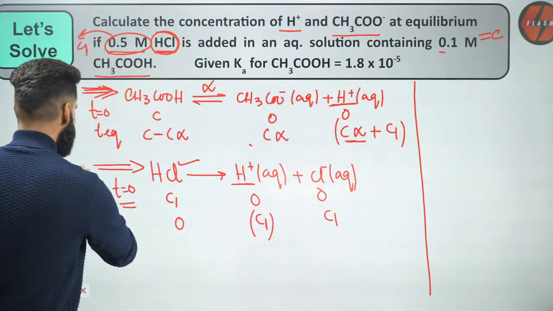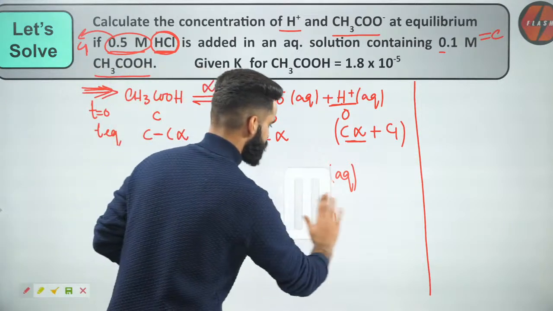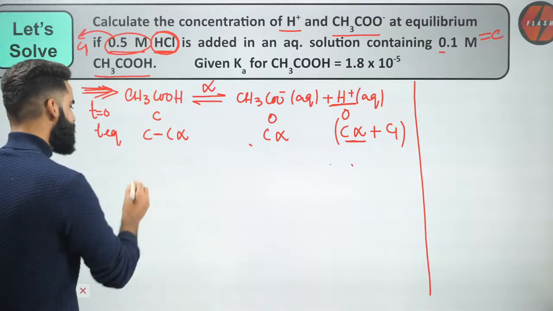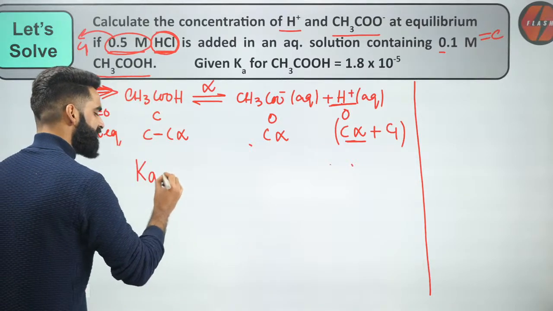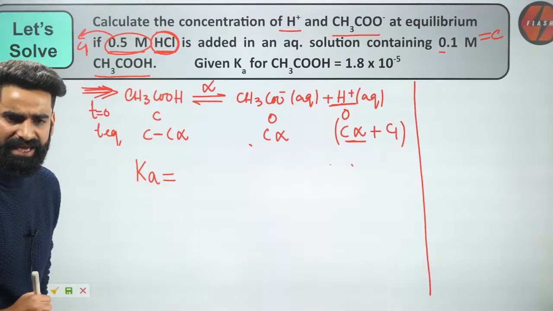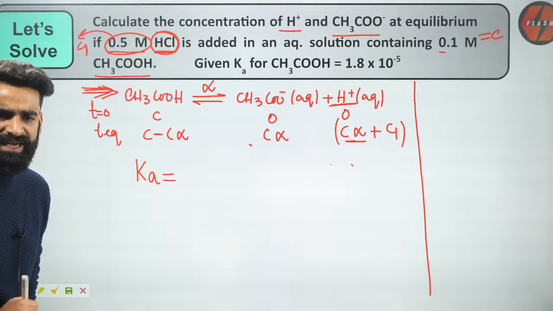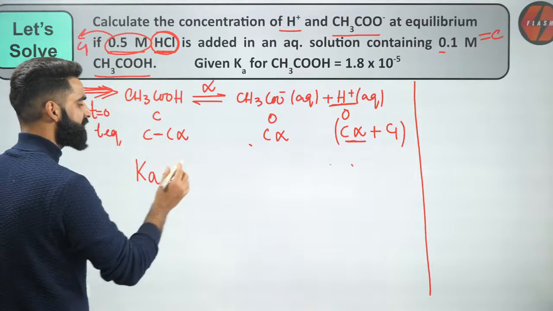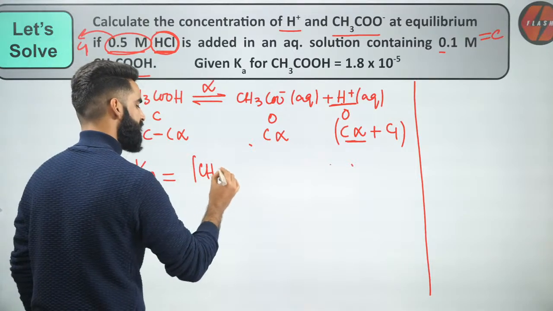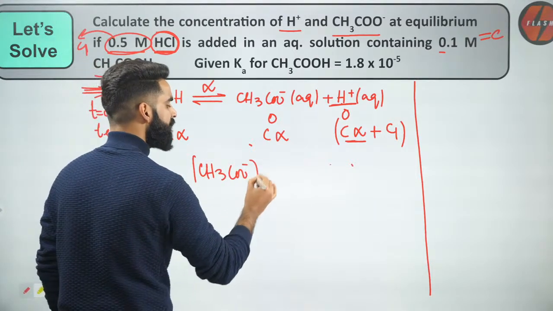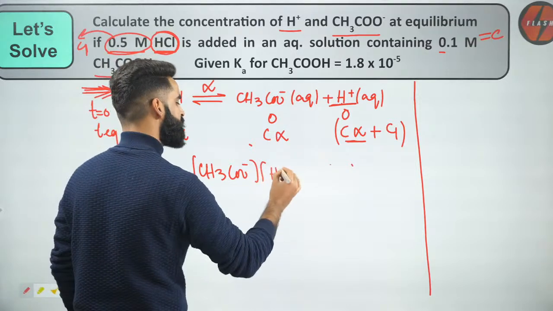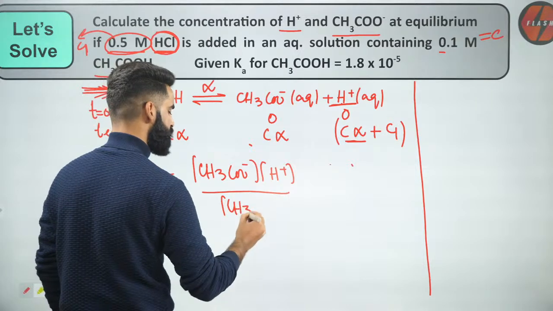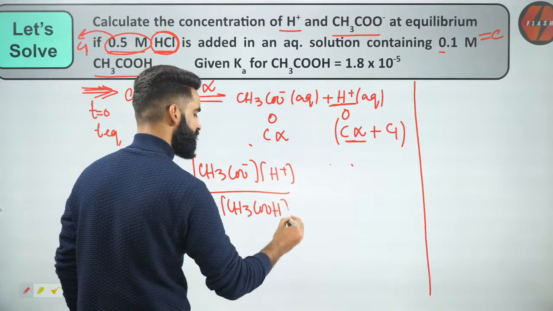Now guys, the same procedure I'm going to follow over here, which I have been following in the last questions as well. Can I write the Ka expression? What is going to be my Ka expression right here? Ka is going to be simply the dissociation constant of this weak acid. It's going to be concentration of CH3COO negative multiplied by concentration of H positive at equilibrium, divided by concentration of CH3COOH.